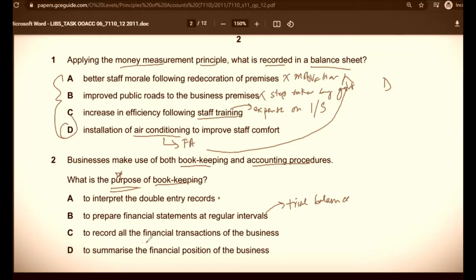To record all financial transactions of the business? Yes, this sounds very right, but let's look into option D as well. To summarize the financial position of the business. No, this is a classic definition of balance sheet. So the correct option to multiple choice 2 is option C.